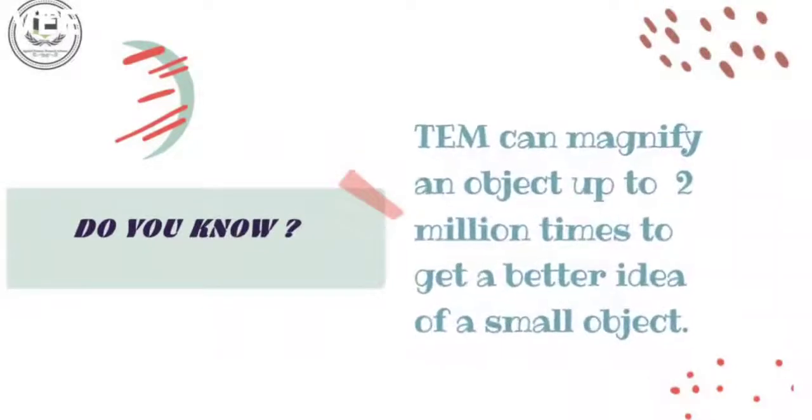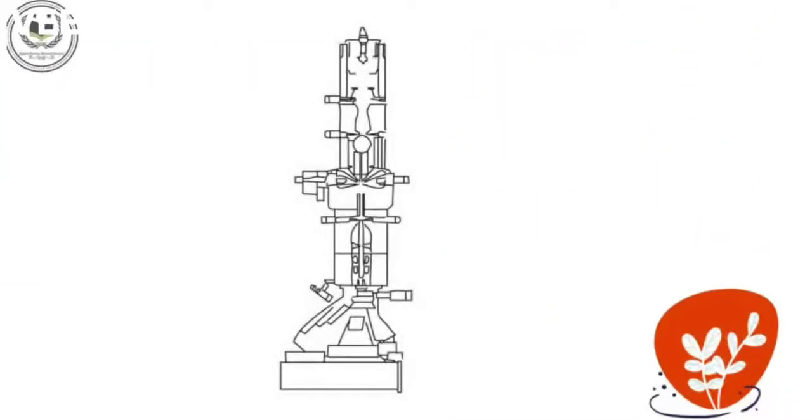Do you know? TEMs have the ability to magnify things by up to 2 million times. Consider how little a cell is to get a better picture of just how small that is. Now let's discuss the different components of the transmission electron microscope.